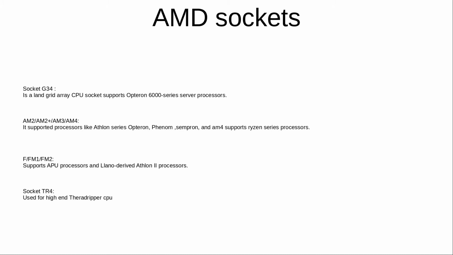AMD sockets. Socket G34 is a land grid array CPU socket, supports Opteron 6000 series server processors. AM2, AM2 Plus, AM3, AM4. It supported processors like Athlon series, Opteron, Phenom, Sempron, and AM4 supports Ryzen series processors. FM1, FM2 supports APU processors and Llano derived Athlon 2 processors. Socket TR4, used for high-end Threadripper CPU.